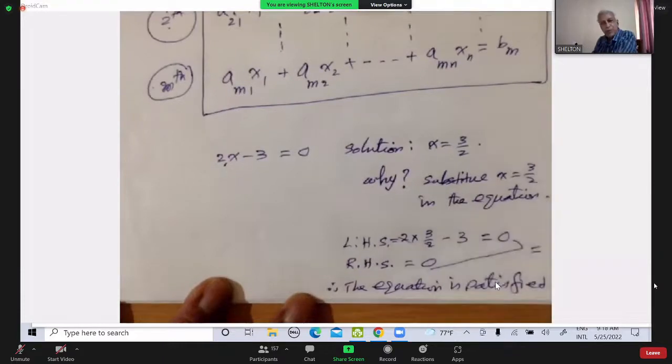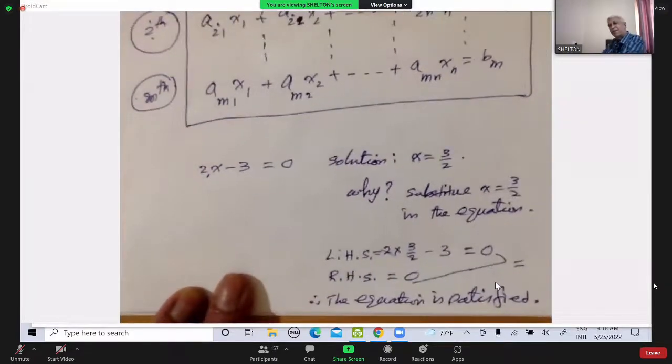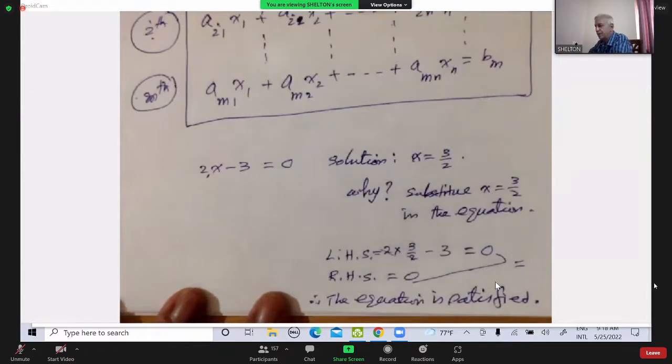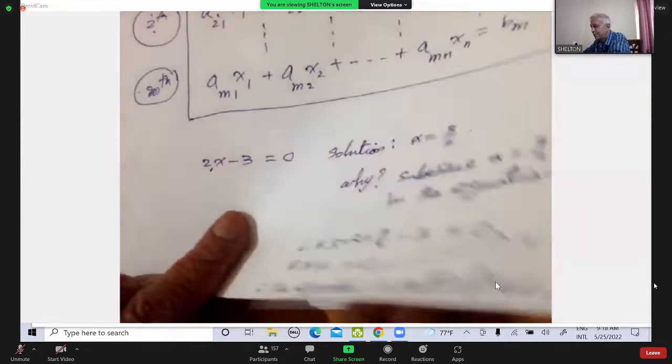Yeah, you all know this, but what am I trying to explain here? When we say a solution, what do we really mean? Now, let me ask a difficult question.